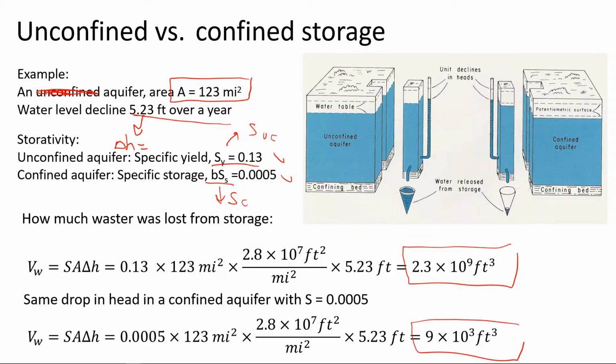So you see here, six orders of magnitude larger. You can get water six orders of magnitude larger from an unconfined aquifer versus a confined aquifer. Okay.